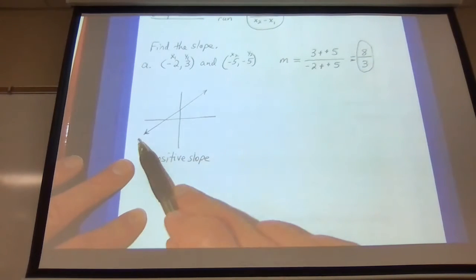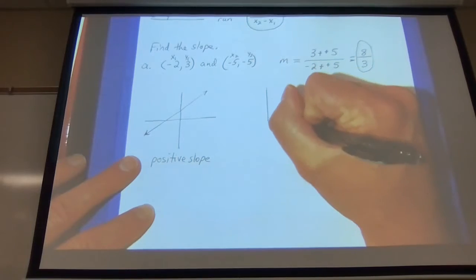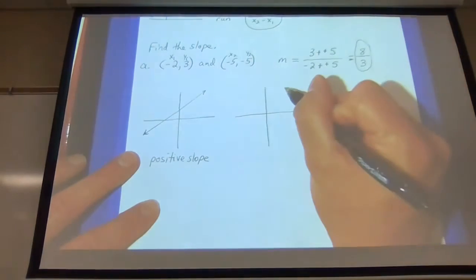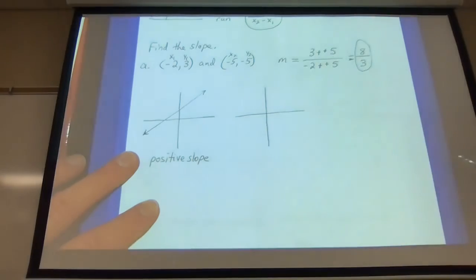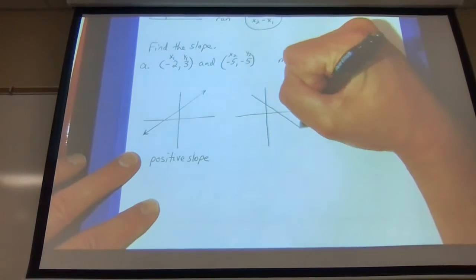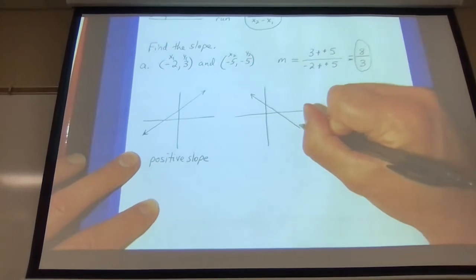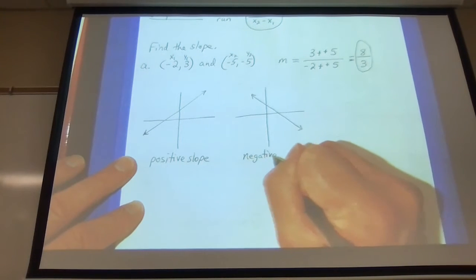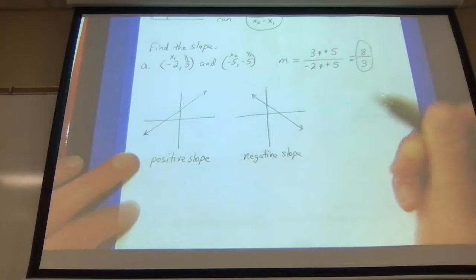If a positive slope goes up and to the right, any guesses as to what a negative slope would be? Down and to the right, yes. The graph of a negative slope will look like that, down and to the right.